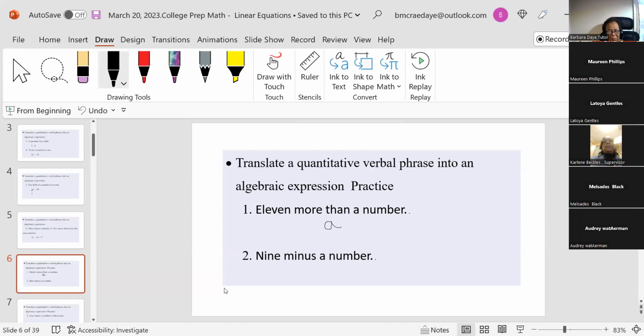More than you said was add, right? So what should I put here for the add? A plus. That's right. That's what add is, a plus. And what are you adding to that number? 11 more than a number. Okay. Audrey. So what number are you adding to A?